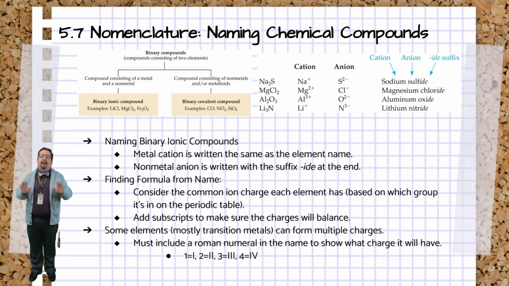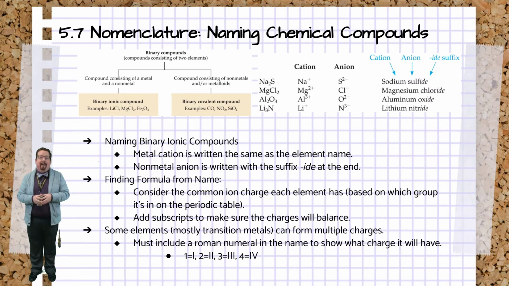Okay, we're almost done, I promise. Naming chemical compounds is one of those things that's super duper easy if you follow the steps outlined for you. The two easiest types of compounds to name are binary ionic compounds and binary covalent compounds.